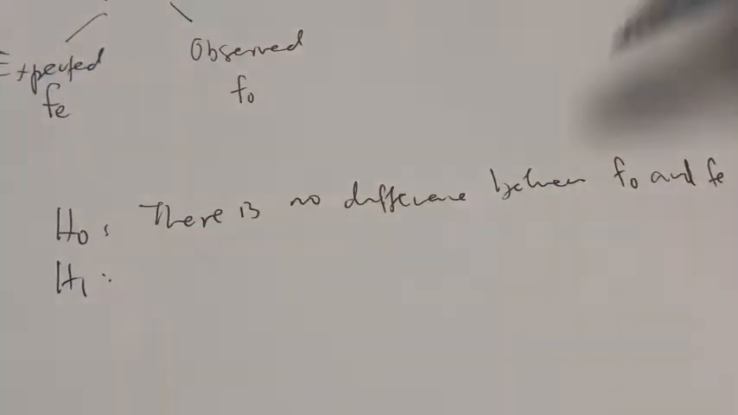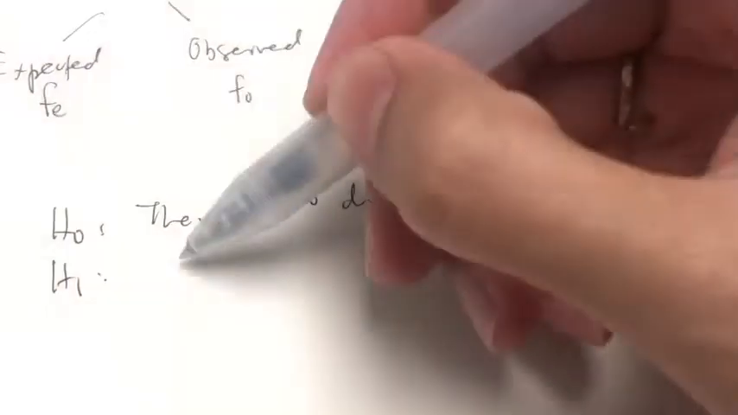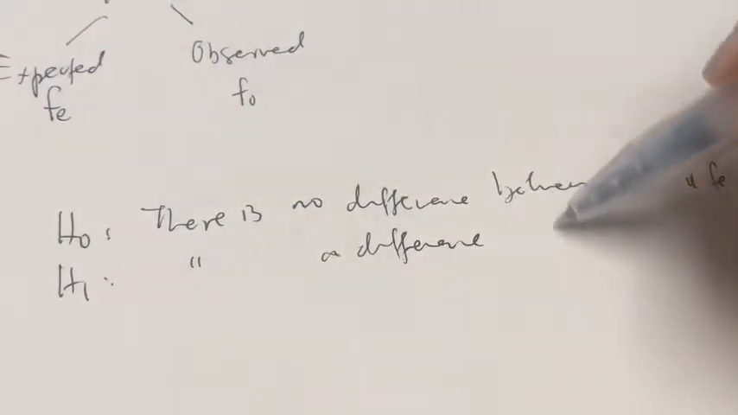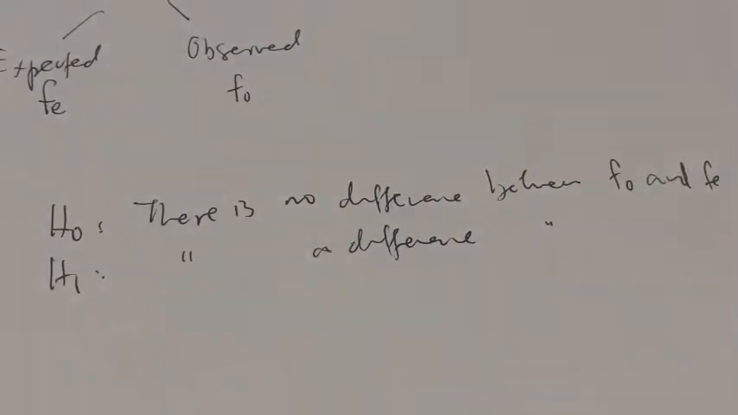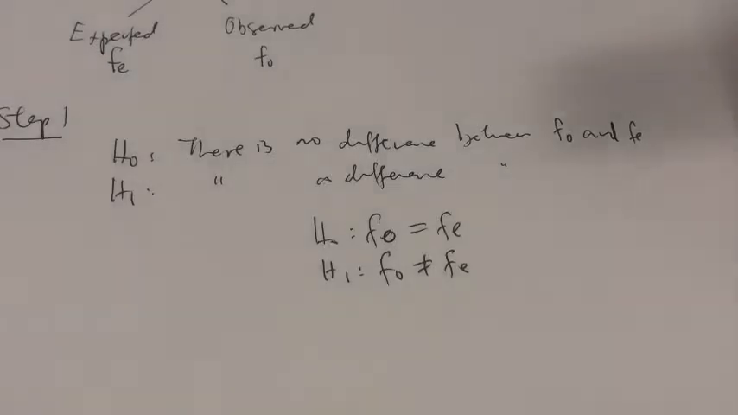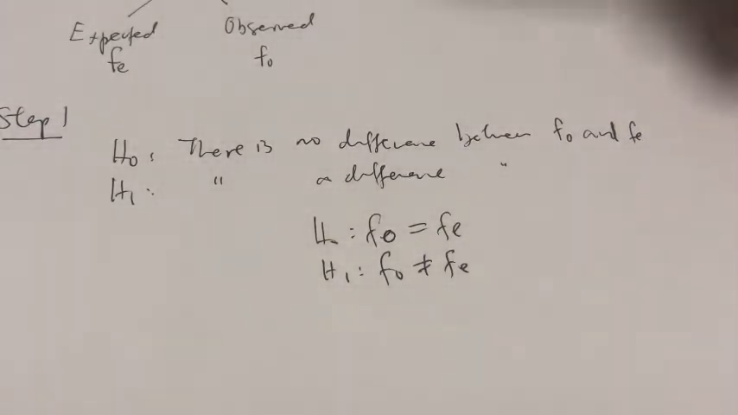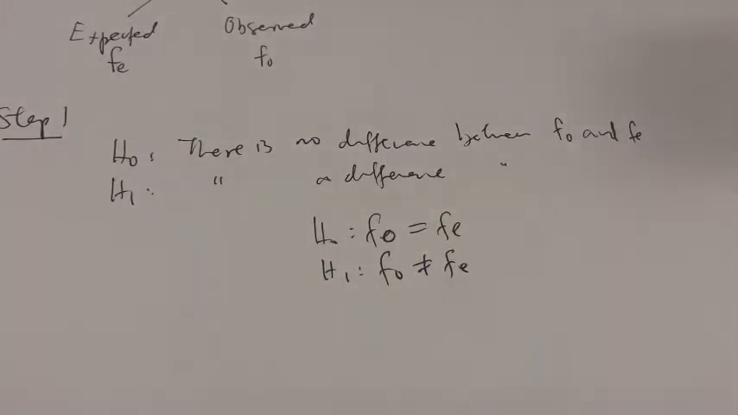What about our alternate hypothesis? It will be the opposite. There is a difference between our observed and expected frequencies. What I'm showing you here is basically the general way to write the hypotheses for a goodness of fit test. However, as we will see later when we do the examples, it is not that clear-cut, especially when it comes to interpreting the conclusion and the decision of our test.